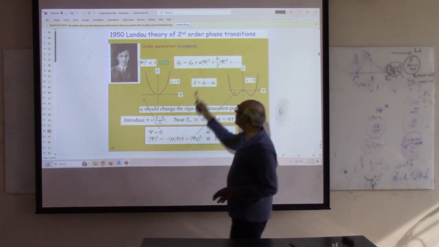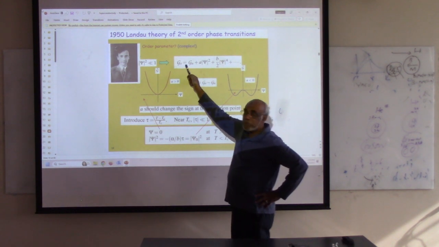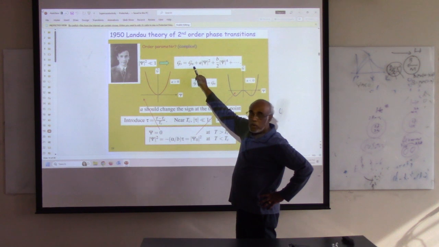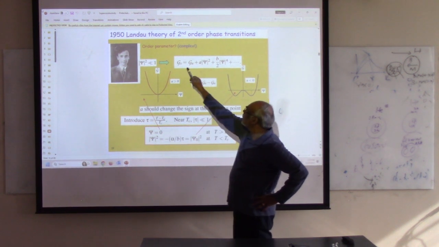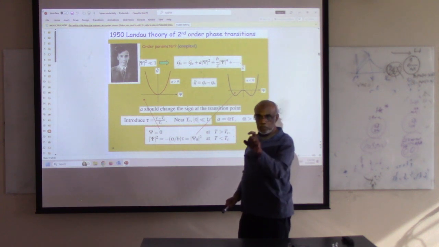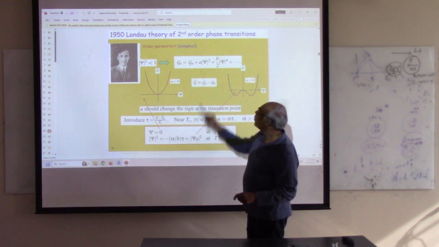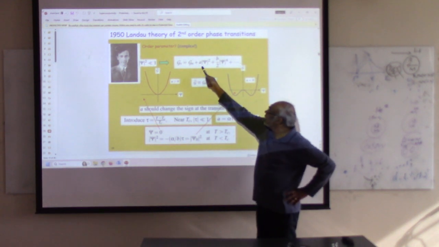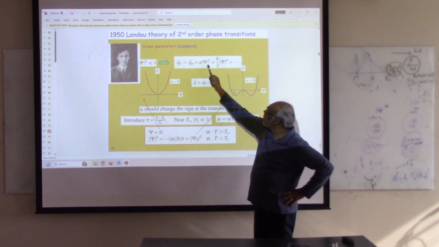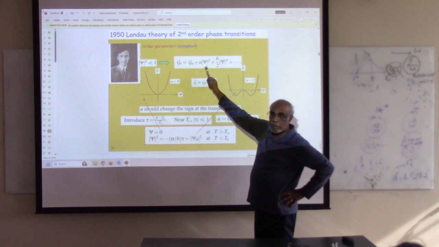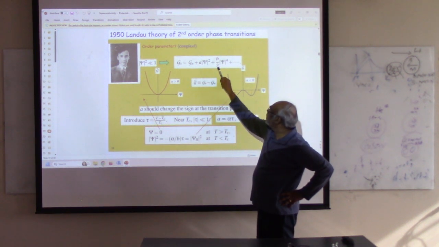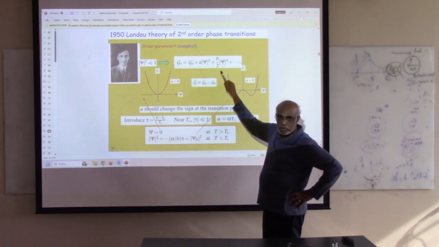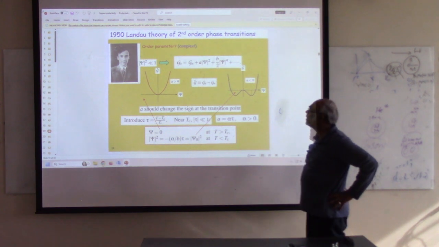So he expressed the Gibbs free energy for the superconducting state with respect to the normal state. The Gibbs free energy difference between the superconducting and normal state, he wrote in terms of this single parameter. He wrote it as some constant A times that parameter squared, psi being a complex number, plus b over 2 psi to the power of 4. So we will see how he came up with that idea.